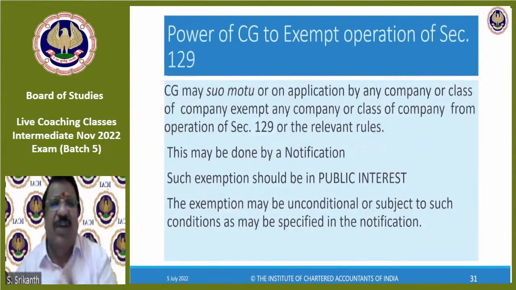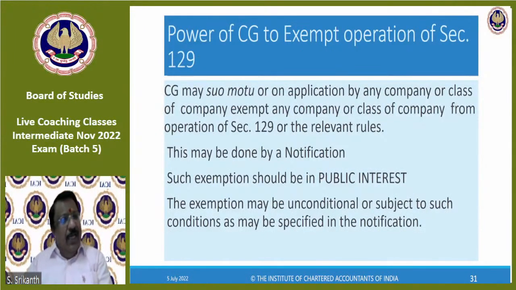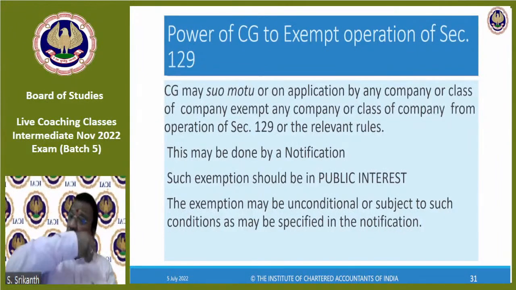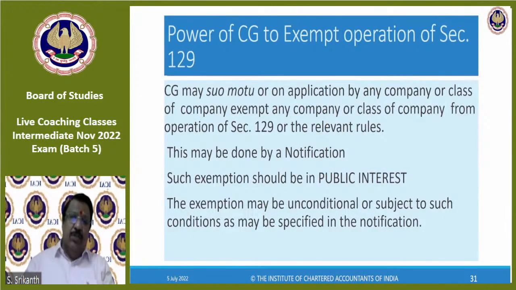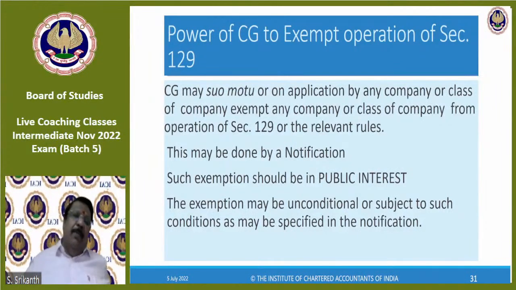So some of these are fairly simple. I can just move on. The central government has also retained the power to exempt any company, even a single company can be exempted, or class of company from the operation of section 129 or the relevant rules for certain reasons, not just like that. They can't do it. Such exemption should be in public interest. For example, certain classes of companies, they might say you need not do this, you are exempted. Depends. For example, Nidhi companies have a lot of exemptions.